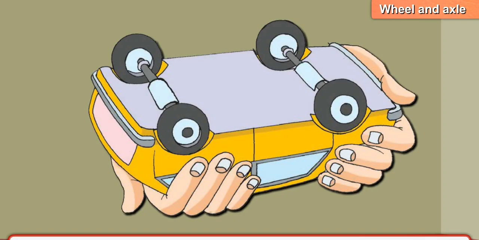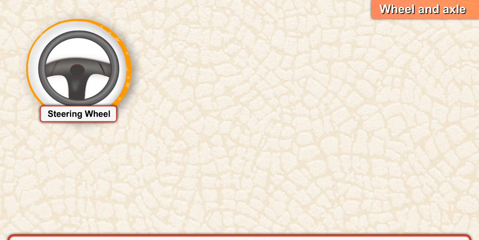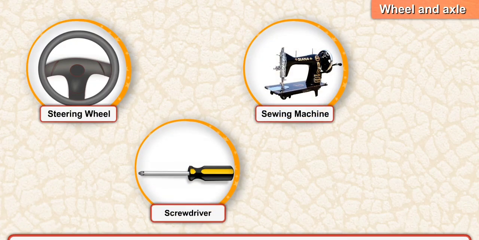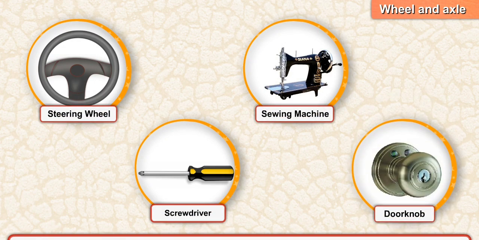Wheel and axle. A wheel and axle consists of a wheel attached to a rod called an axle. When the axle is turned, the wheel also moves. The steering wheel of a car, screwdriver, sewing machine, and doorknob are examples of wheel and axle. All the vehicles have wheel and axle.